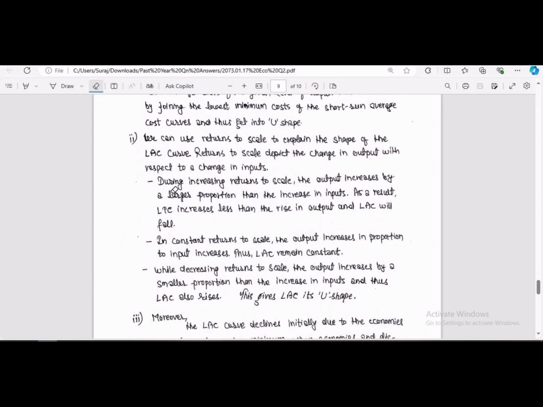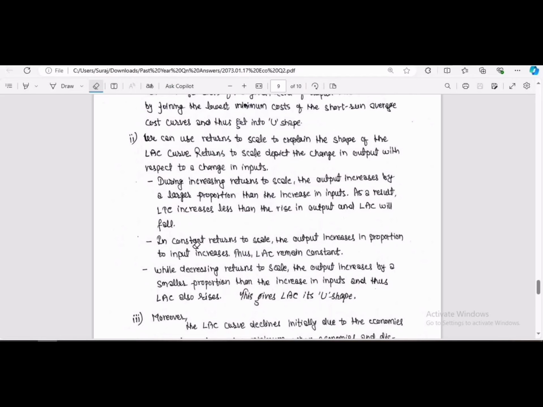So during increasing returns to scale, what happens? The output increases by a larger proportion than the increase in input. So as a result, LTC increases less than the rise in output and LAC will fall.